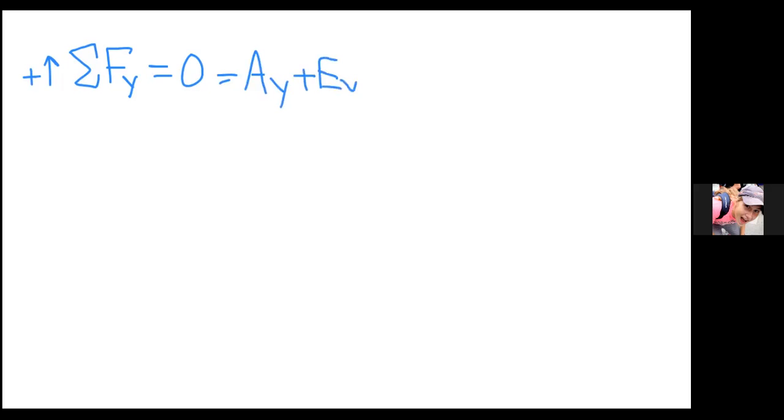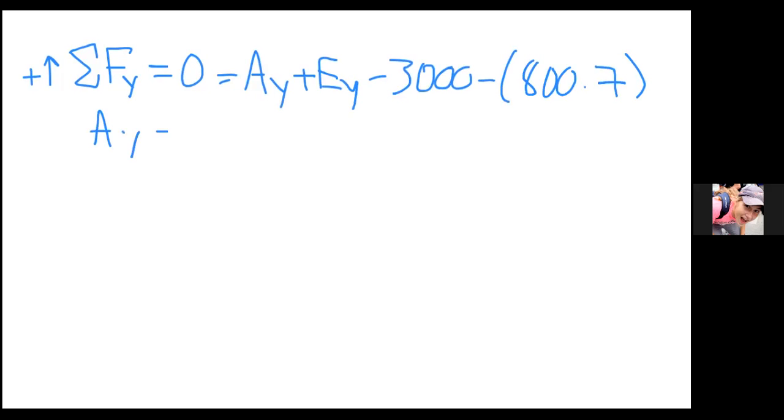To find that last support reaction, I can just take a summation of forces in the Y direction. And that's just going to be AY plus EY minus that point load minus the magnitude of the distributed load, which was just 800 times 7. That tells me that AY is equal to 4,750 pounds. So that's part A done. Check. We found our support reactions.